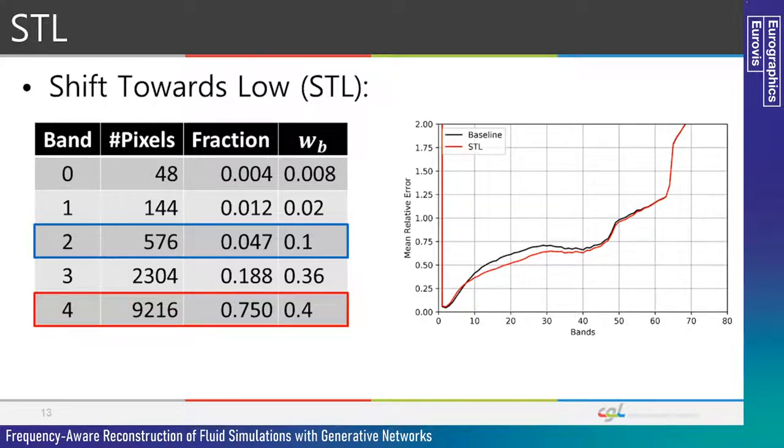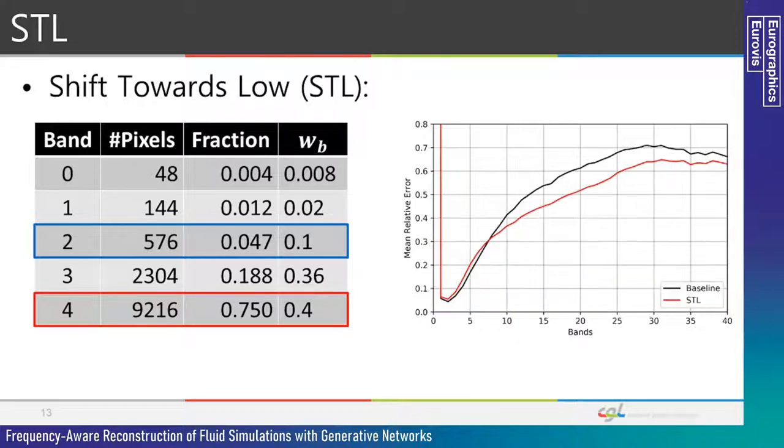You can see that the mean relative error is a lot lower between the bands 10 to about 30, and then matches the error of the baseline for the higher frequencies. So putting less weight on the higher frequencies is actually not destroying our results. If we zoom in a bit, we see that we are also a bit worse at the lowest bands, but as we will show later, this is not a problem.